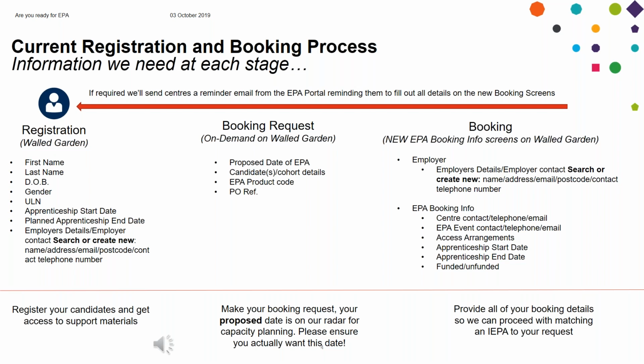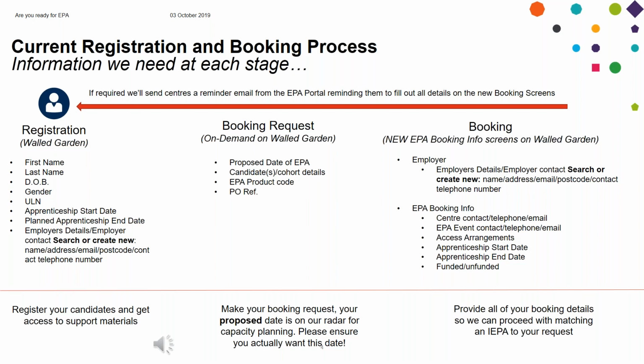When you want to turn the registration into a booking request, you will need to go back into the Walled Garden system and book an on-demand Walled Garden test. You will need to pick up the cohort of learners or learner to complete the booking. We will ask you for the proposed EPA date and the EPA product code. Please remember that this code will be different if you are booking a resit. We also require your PO reference number for the invoice.